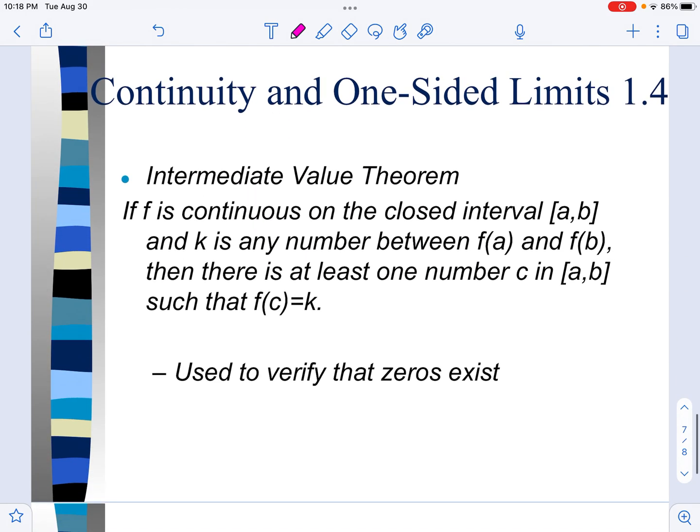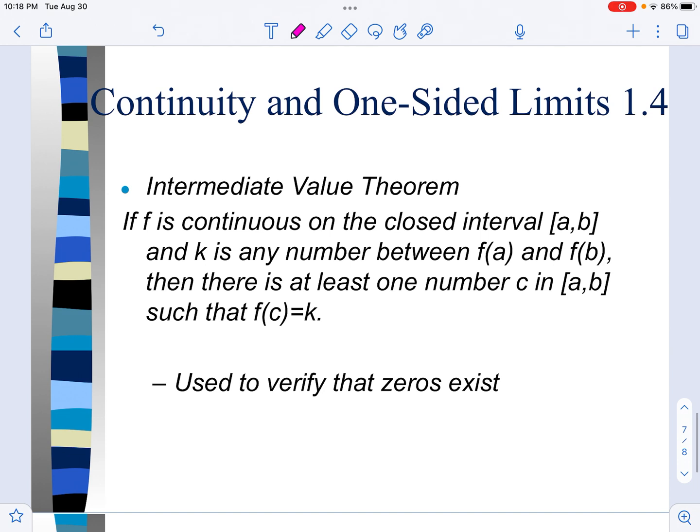So we have the intermediate value theorem. So if f is continuous on a closed interval, notice it's a closed interval, so we are including the endpoints this time. And it says k is a number between f of a and f of b. Remember, f of b and f of a would just be y values. Then there's at least one number c in the interval from a to b such that f of c equals k. So really this is a lot of letters, so we need to see what the picture looks like.